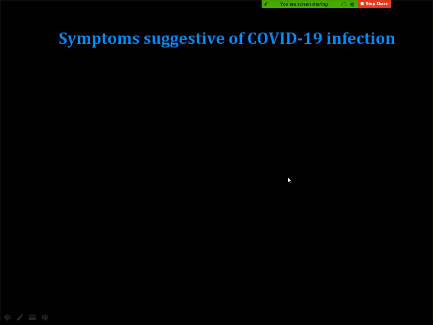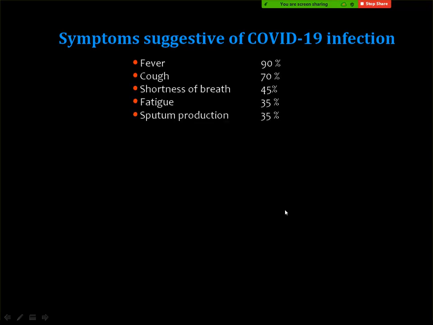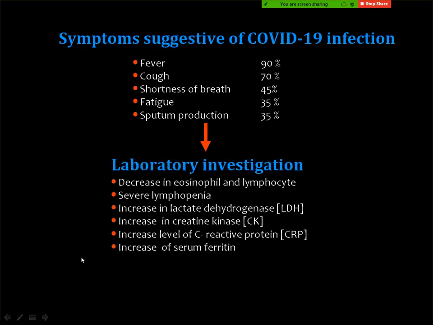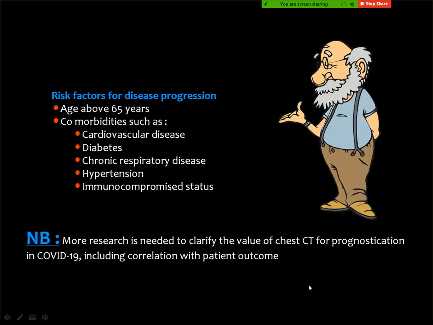Then what is the behavior if a patient had symptoms suggestive of COVID-19 infection, which include fever, cough, shortness of breath, fatigue, and sputum? There are two options. Either you go first for laboratory investigation or you go for CT. Then you perform CT in all cases for two reasons. Number one, it may help in the diagnosis. Number two, it is used as a baseline if complications happen to the patient.